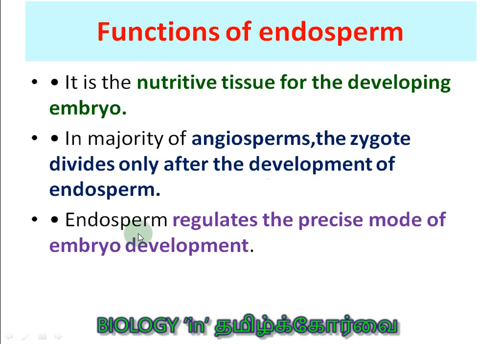Then the third point: endosperm regulates the precise mode of embryonic development. All the embryos are precisely similar, and that similarity is because they follow some pattern. That pattern is regulated by the endosperm. So these are the three points under the functions of endosperm.